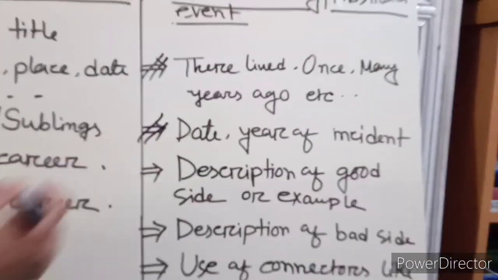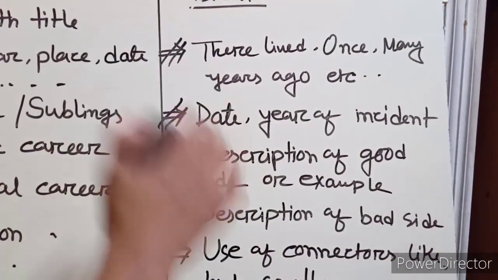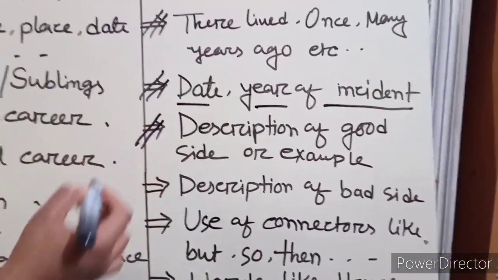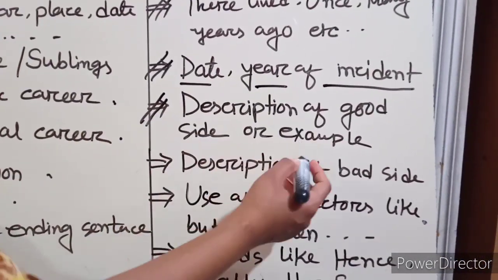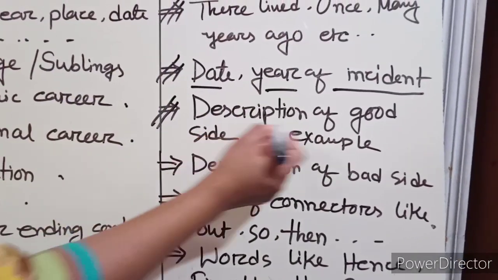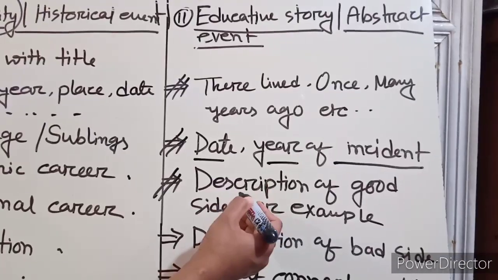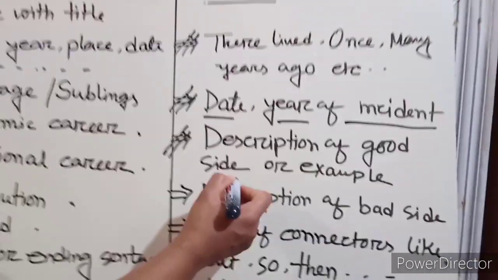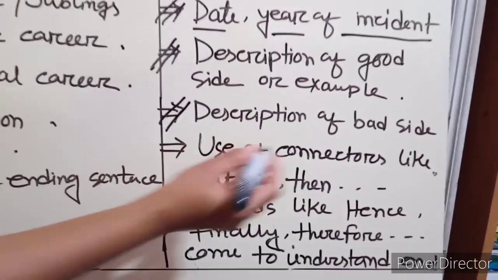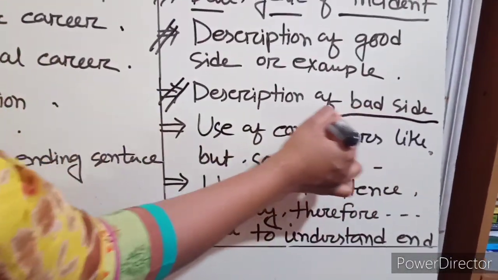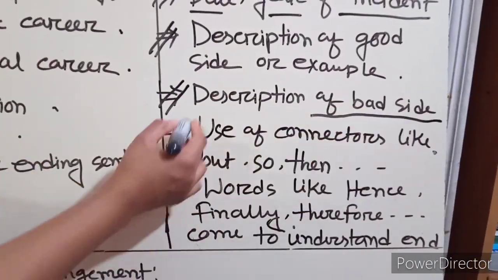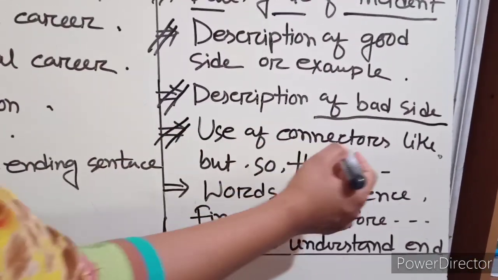Next, maybe there will be a date, the year of the incidents. Next, description of the good side of the example. If it's an educative story, maybe there will be a description of the good side. Next, description of the bad side. It may happen that there we mention something about the bad side. Last one, use of connectors.